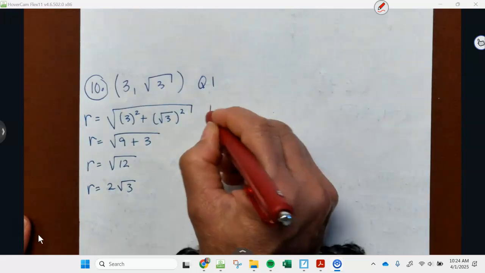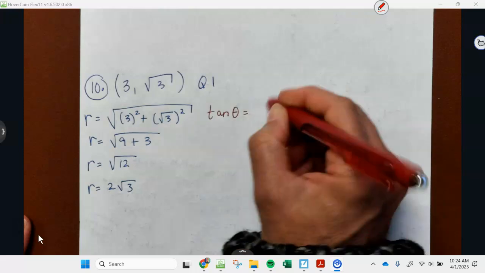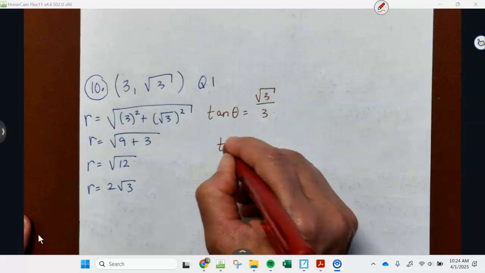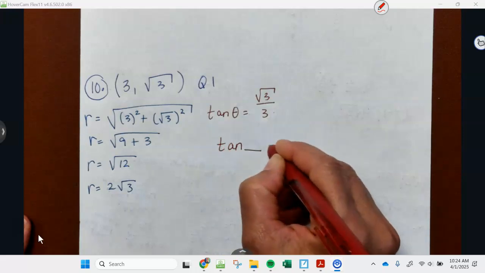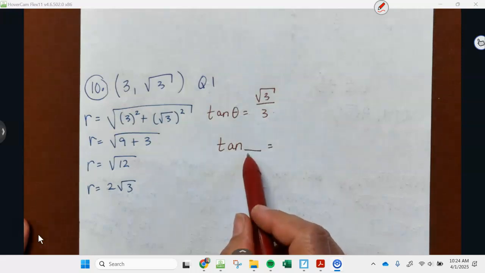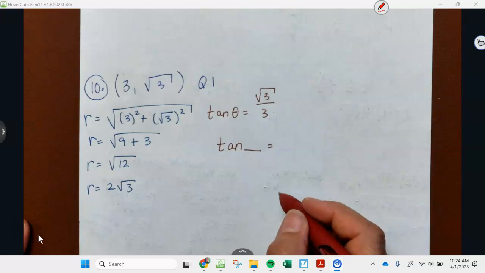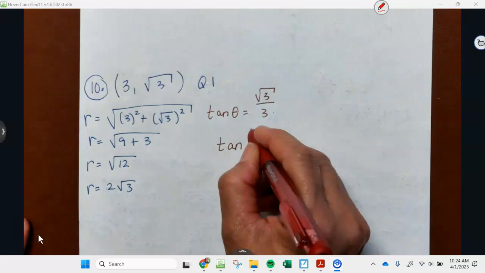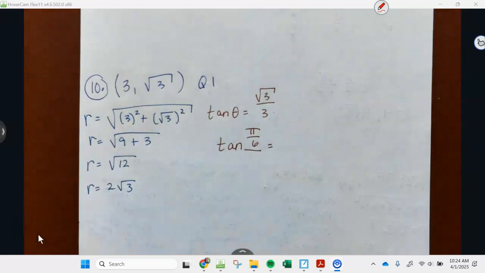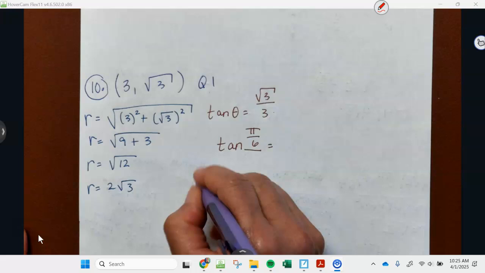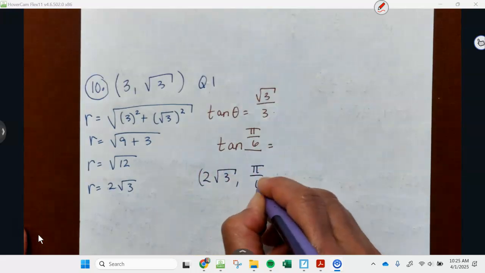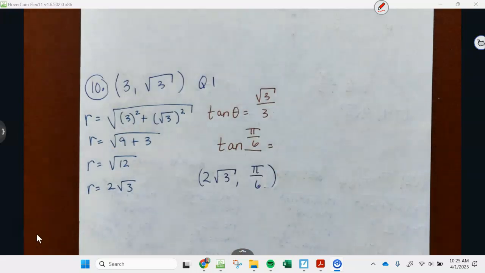So remember, tangent of theta is going to be y over x. Ooh. What are the radians for this? It's pi over 6. First quadrant and everything, I don't need to do any changes to that. Good. So your polar form is 2 root 3 and then pi over 6. I just wanted to show you one of those different ones.